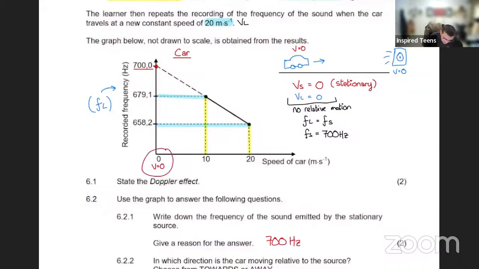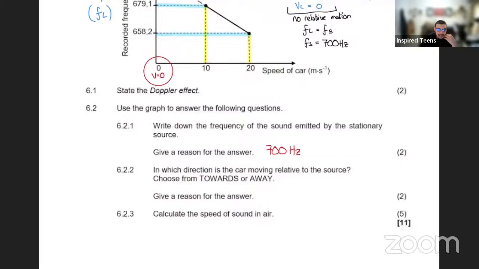When the speed of the car, because it says speed here, is 0, the speed of the sound source is also 0. So there is no relative motion between the two. The Doppler effect is not observed, and therefore the frequency detected by the listener is equal to the actual frequency emitted by the source. So that's why we conclude that it's 700.